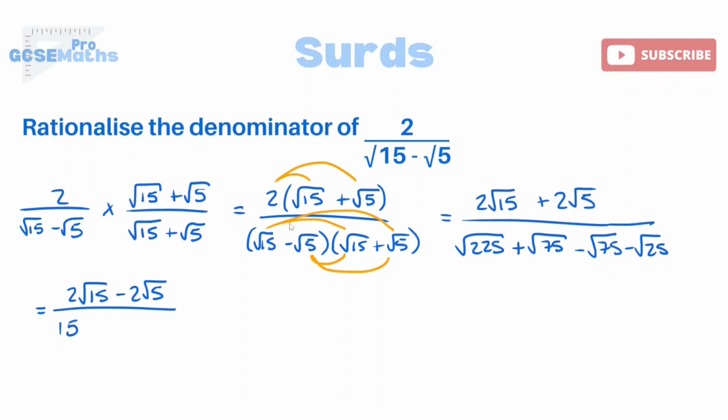The middle should cancel out, so you've got plus root 75 minus root 75. They are the same thing, but one is plus, one is minus, so that is 0. And finally, minus root 25. Well, the square root of 25 is 5, so minus 5. We don't have any surds left. So I'm just going to simplify the denominator.